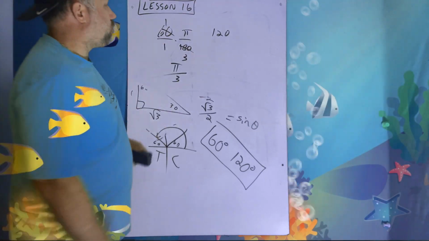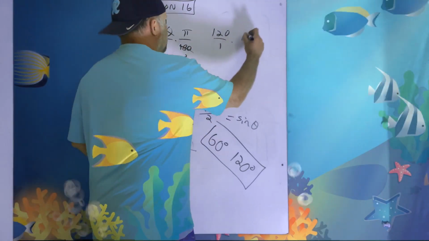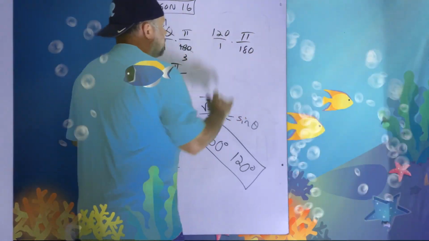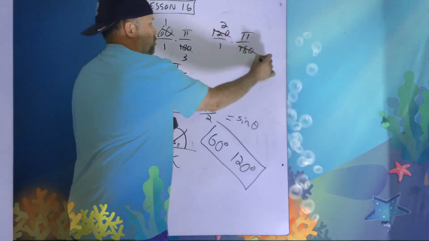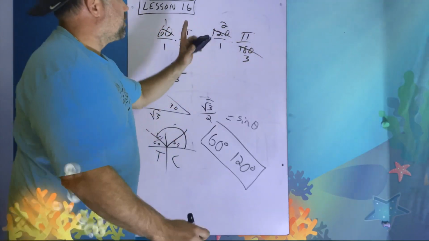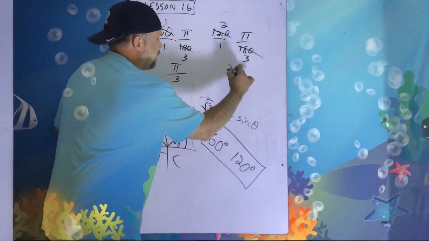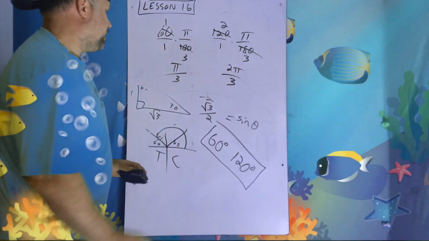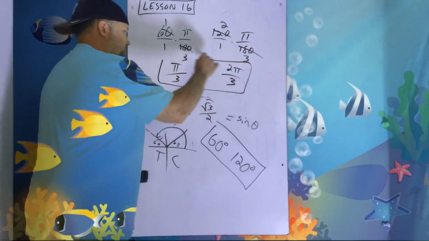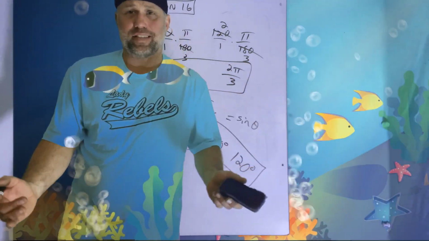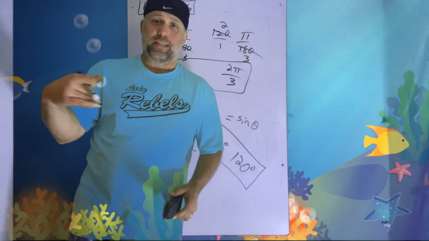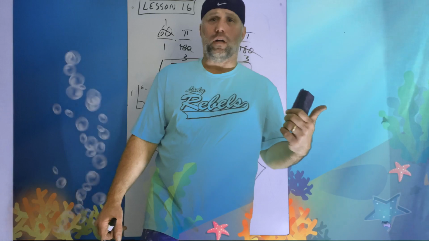Over here, 120. If I put that over 1, multiply by pi over 180, reduce. 60 goes into 120 twice. It goes into 180 3 times, looking like 2 pi over 3. So there would be your answers if you wanted them in radians. You don't get asked that very often, but if you ever had to switch your angles over to radians, that's how you do it. All right?